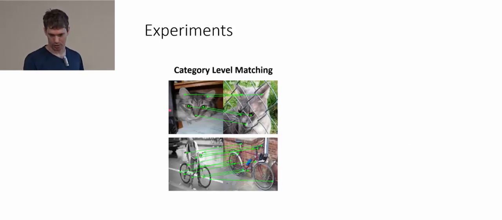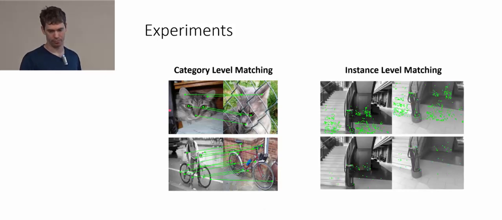So to test their method, they conducted 2 experiments. One on category level matching, so matching points between objects of the same class, i.e. cats or bikes, and another on instance level matching or matching an image to a location, given a 3D model of the environment.